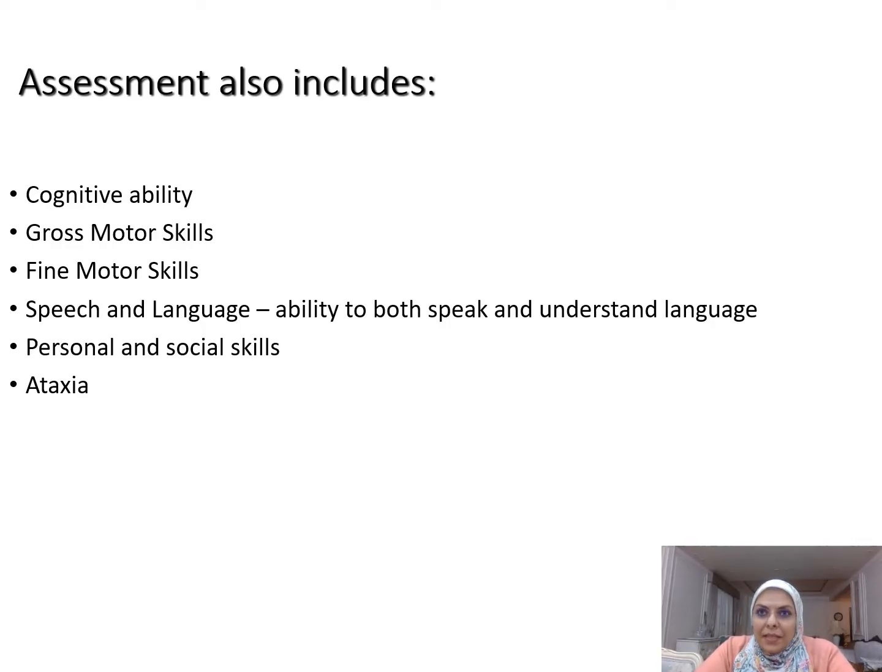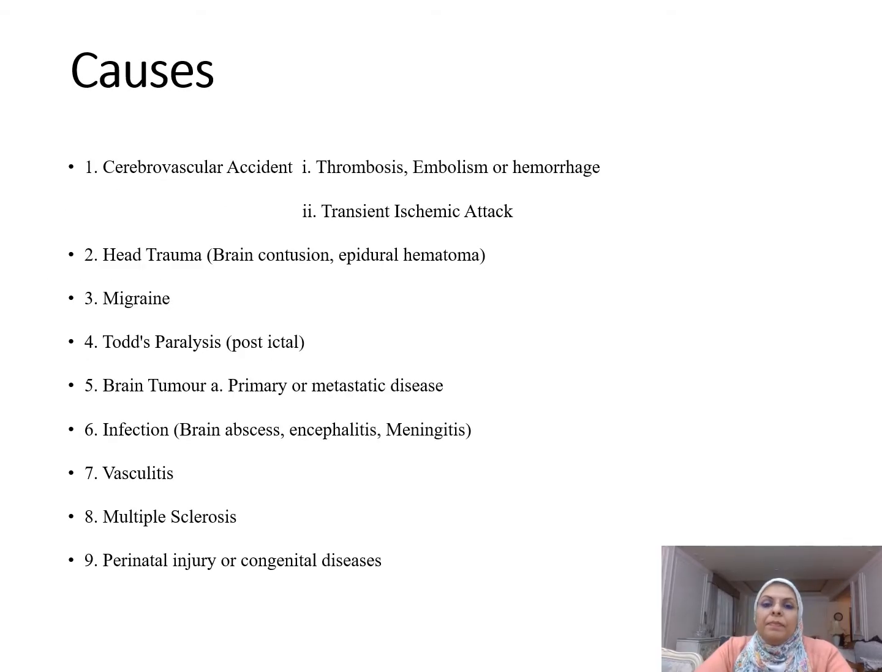So whenever we assess a patient with hemiplegia, after performing a full general examination, we should focus on the cognitive abilities, the motor system, whether it is affected or not, whether gross or fine motor skills, the speech and articulation, and if there is ataxia or not. Because these symptoms might also occur with hemiplegia in some cases.